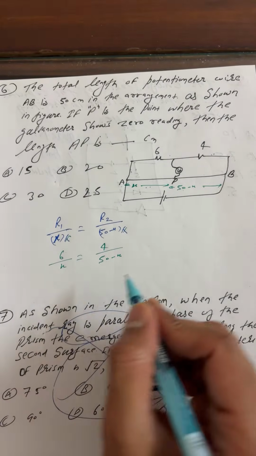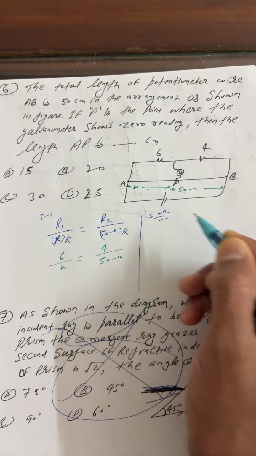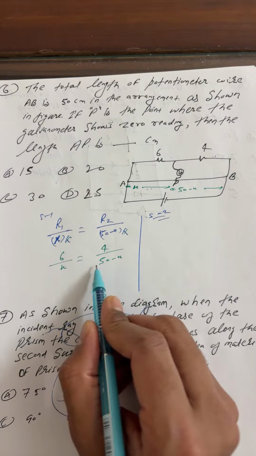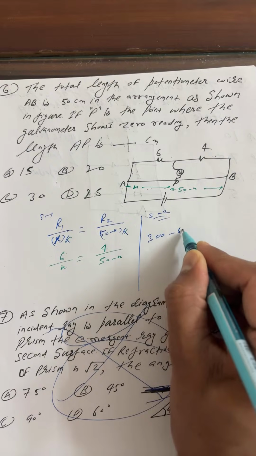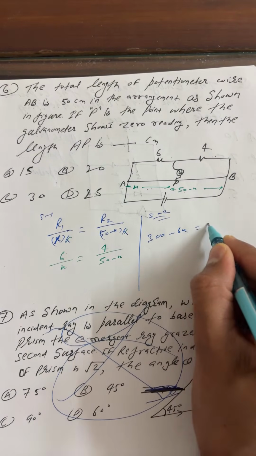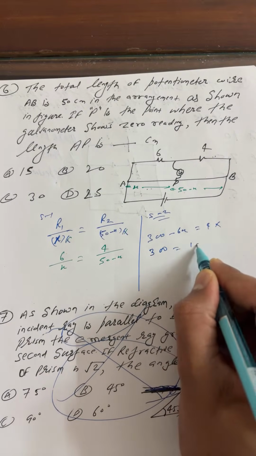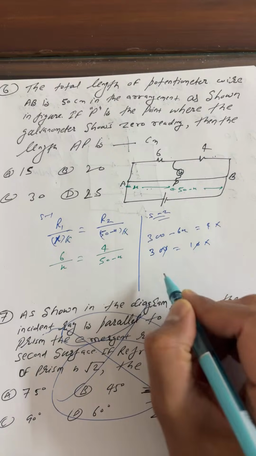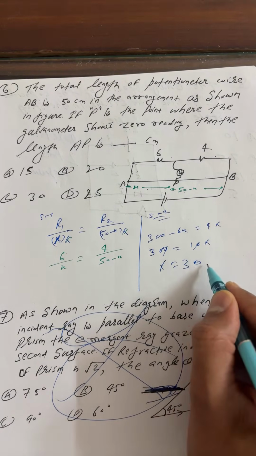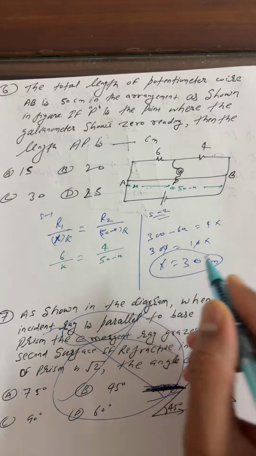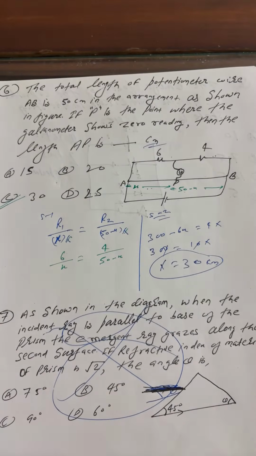Now, students, just do cross multiplication. This is 300 minus 6x is equal to 4x. So 300 is equal to 10x. So x, the 10 cancels, and we get x is 30 centimeter, because they are asking for the answer in centimeter only. Hence, students, option C is correct.